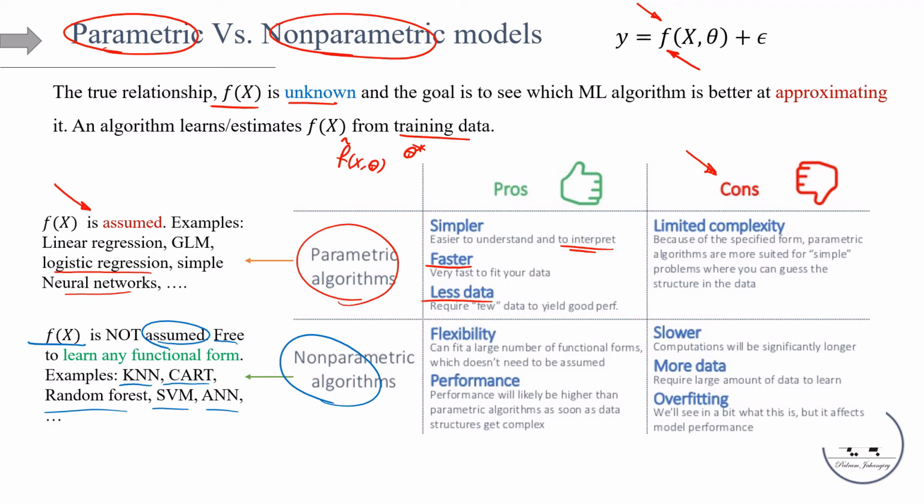So what are the advantages? Well, as you can guess, flexibility. It can fit a large number of functional forms, which doesn't need to be assumed. So these models tend to be more flexible. And for that reason, they're going to perform better, not necessarily, but on average, they usually perform better than parametric models because they're more flexible. And at the same time, this comes at a cost. What are the costs? It's going to be slower because there is no closed form solution for these models. So we have to use some gradient descent optimizers, solvers, and their families maybe. And for that reason, we require more data, and the learning process is going to be slower because we're dealing with more data.